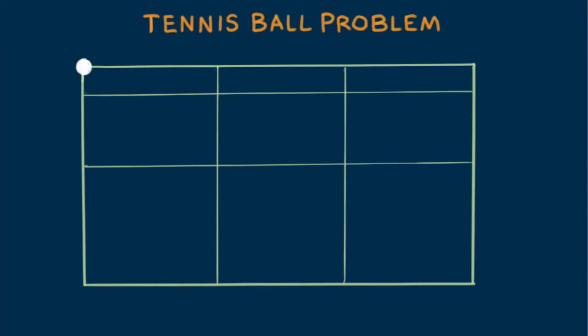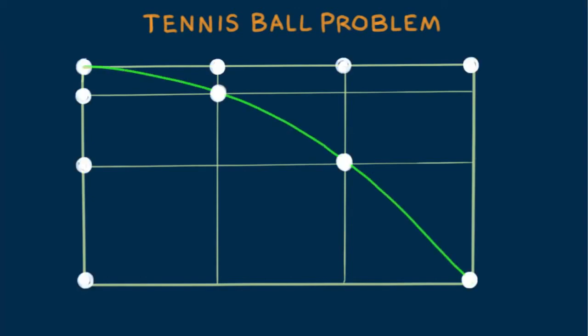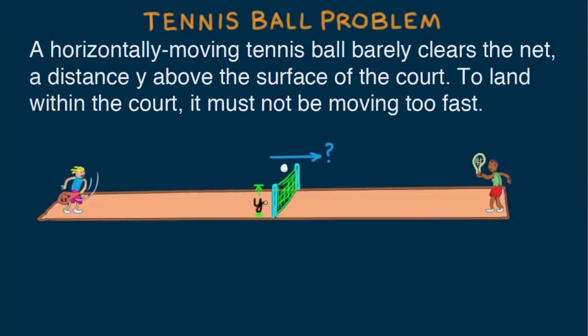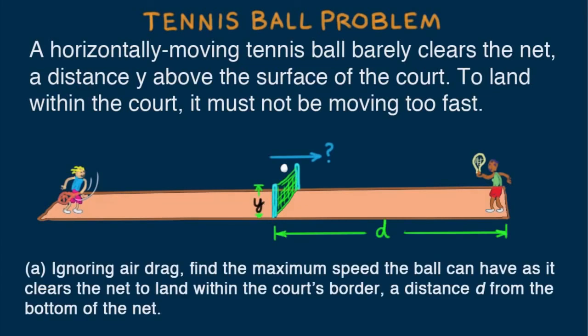Here's a problem that nicely makes use of the idea that horizontal and vertical components of motion for projectiles are independent. That an object moving horizontally is independent of its motion vertically. A horizontally moving tennis ball barely clears the net, a distance y above the surface of the court. To land within the court, it must not be moving too fast. Part A. Ignoring air drag, find the maximum speed the ball can have as it clears the net to land within the court's border, a distance d from the bottom of the net.